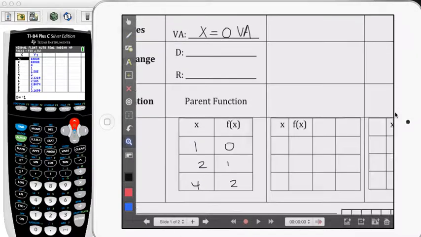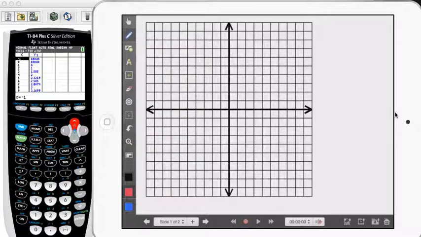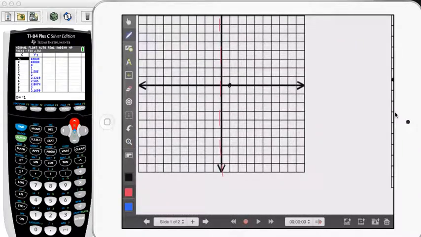So let's go ahead to our graph, and we can represent the vertical asymptote by a dotted line going through the y-axis. Let's plot our points. So (1, 0). We have (2, 1) and (4, 2). And remember that your graph is going to be close to the asymptote and going through these 3 points. And show arrows on both sides of your graph because it's going to continue on forever.